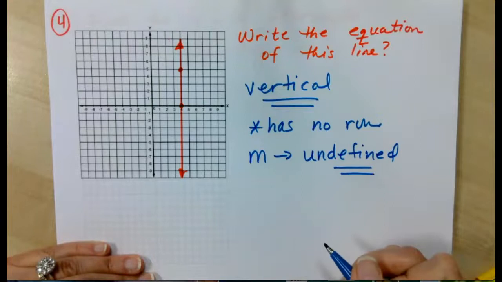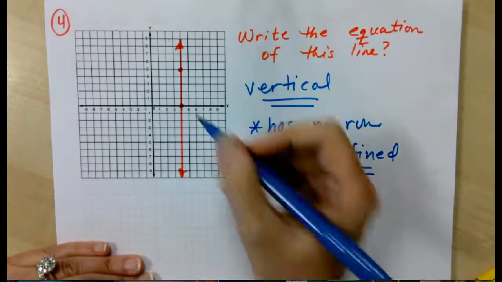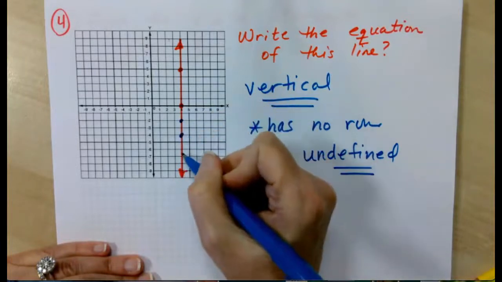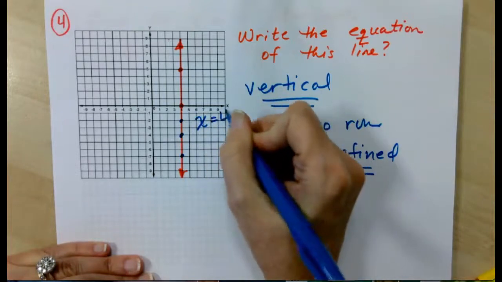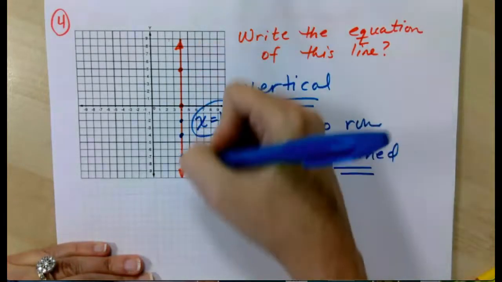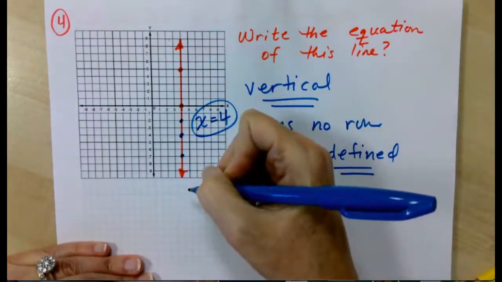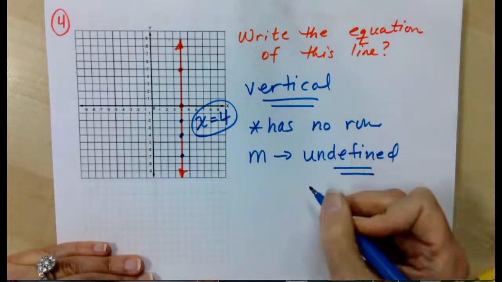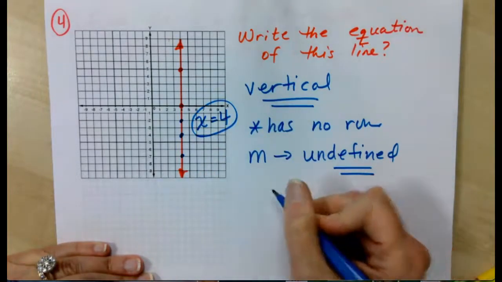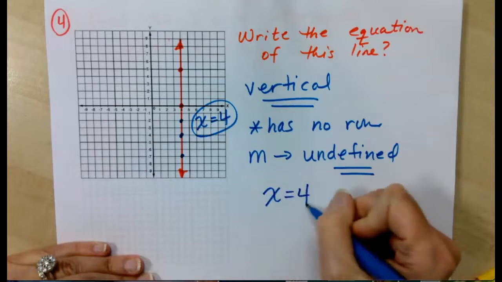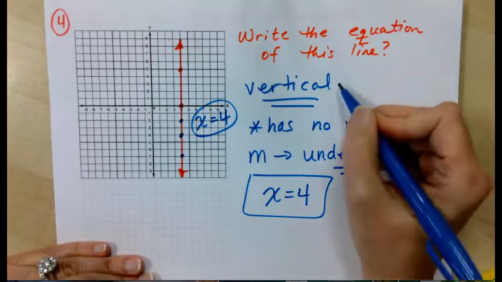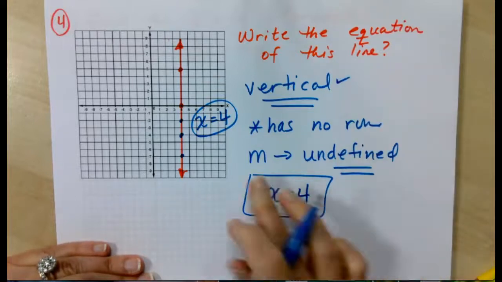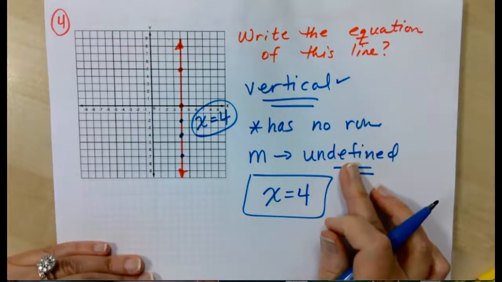The equation of a vertical line is also special. It's special in that every single point on this line has an x coordinate of 4, but the y coordinates are infinitely many. Therefore, the equation of this line is simply x equals 4. It's very special. X equals 4 represents a vertical line. A vertical line has a slope that is undefined.